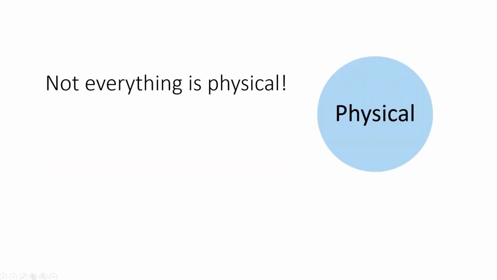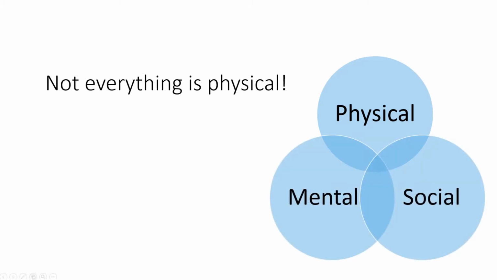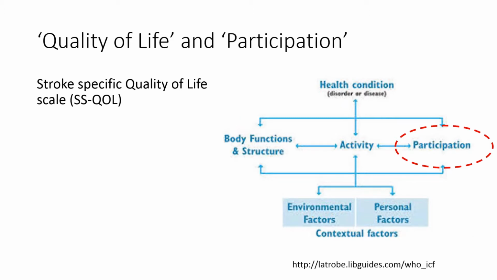However, as we've hinted at before, not everything is physical. And we know that, with this kind of model of understanding, we're made up of physical components, but we also have mental and social aspects as well. And again, this is where the ICF, we come back to this idea of identifying participation as a really important tool. So one example I'll talk through now is a tool which is specifically designed to measure this domain within the ICF of participation, and that includes quality of life.